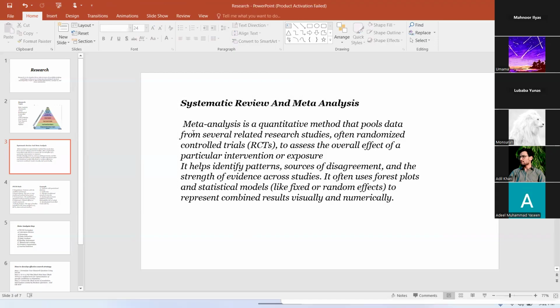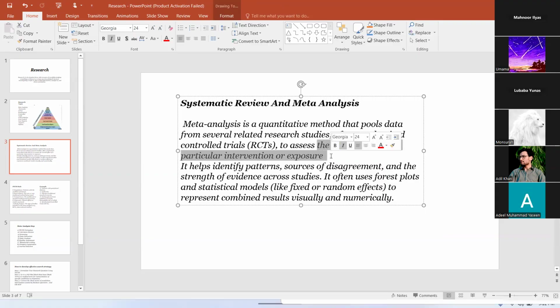So what's written here? Meta-analysis is a quantitative method that pools data from several related researches, often randomized controlled trials, to assess the overall effect of a particular intervention or exposure. As I said before, to assess the overall effect. We can't rely on one or two studies. If one study is saying that metformin is good for diabetes, and other studies are saying metformin isn't good for diabetes. Let's say an RCT conducted in China says that metformin is good for diabetes, so Chinese people are using metformin.